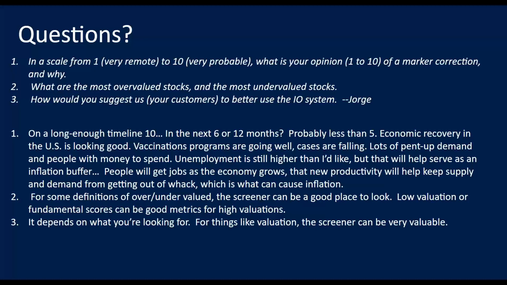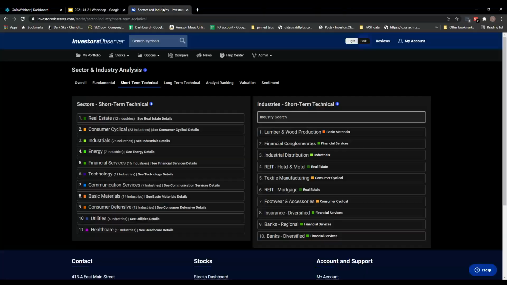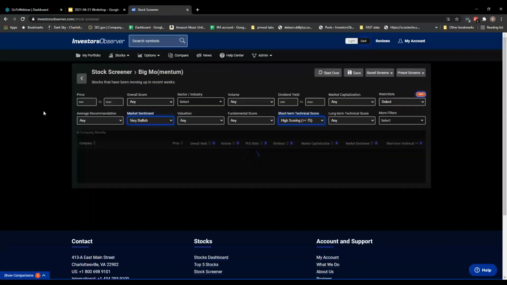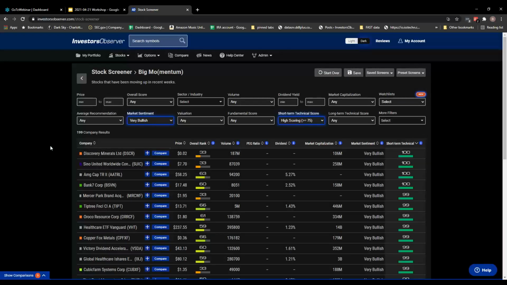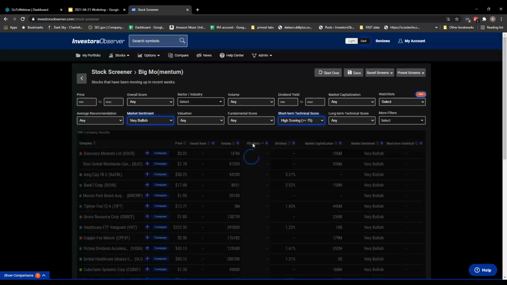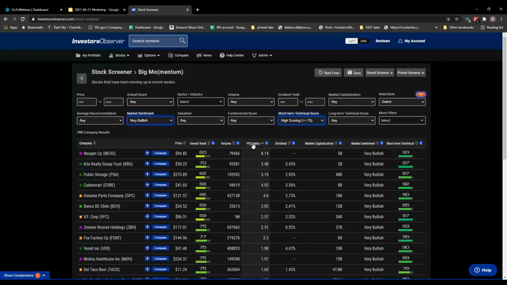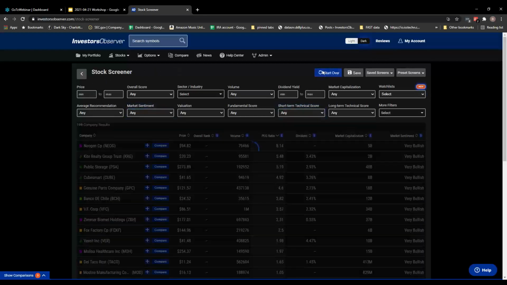And so, yeah, for some definition of overvalued or undervalued, the screener can be a good place to look. Let's go back to there. Okay, so we have a couple of different scores you can use. First of all, you could just use the PEG ratio.